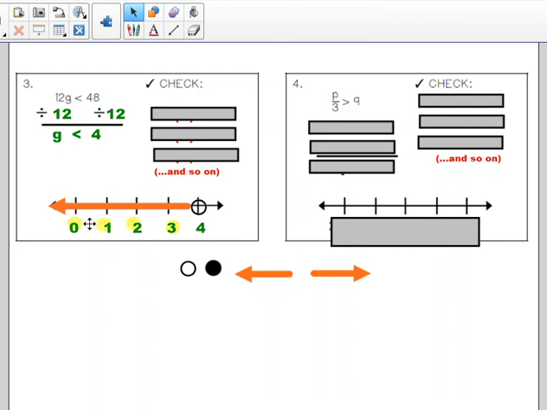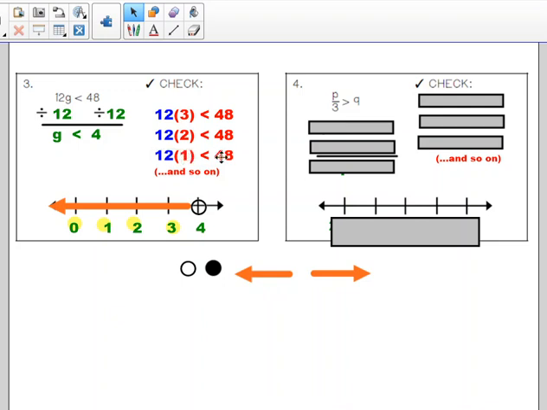Think about what numbers we can plug in. Well, let's plug in the ones we highlighted. If I plug in a 3, well, that would be 12 times 3. Well, I know that's less than 48 because that's 36. Well, then I could plug in a 2, that would be 24, and that's true. If I plug in a 1, well, that would be 12, and that's true. I could plug in a 0 or some negative numbers because it really keeps going, but these are all true now. But if I tried a 4, that would not be true. Or if I tried a 5 or a 6 or a 7, this would not be true, okay? So that's the solution for number 3.